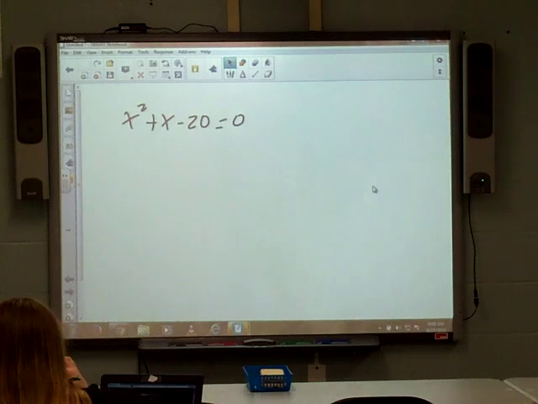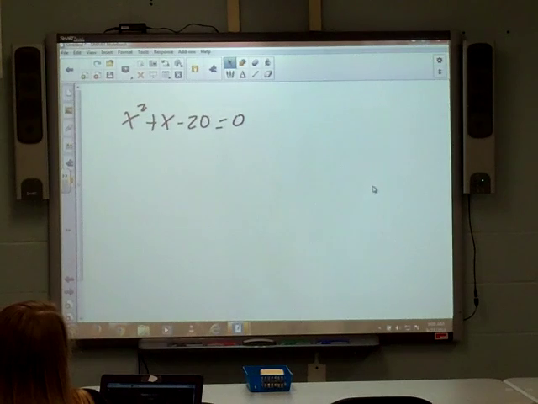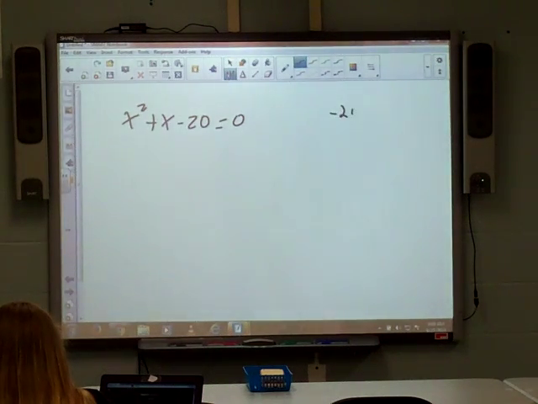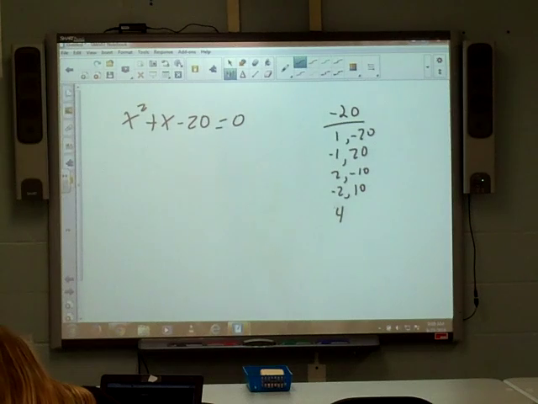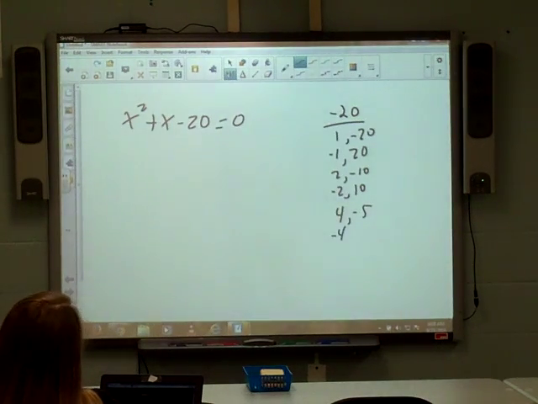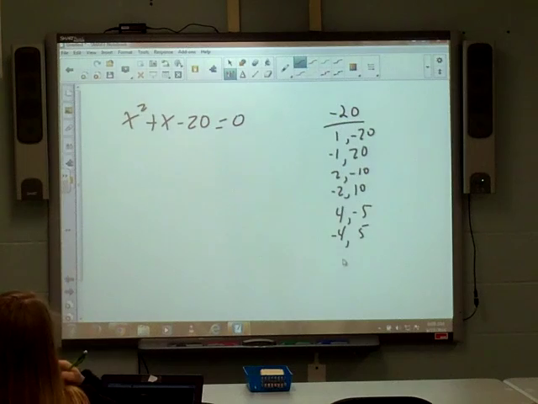How'd we do? Pretty simple. Is it standard form ready to go? Yep, been nice to you so far. What's a times c? Negative 20. Good. So to make it negative 20 when I multiply, they got to be different signs. One's got to be positive, one's got to be negative. So you can have a 1 and a negative 20, or a negative 1 and a 20. You could have a 2 and a negative 10, or a negative 2 and a 10. You could have a 4 and a negative 5, or a negative 4 and a 5. That's all my factors of negative 20.